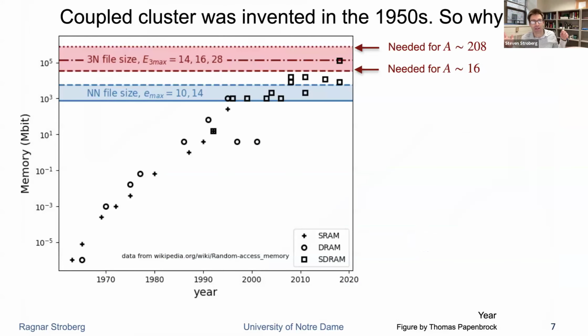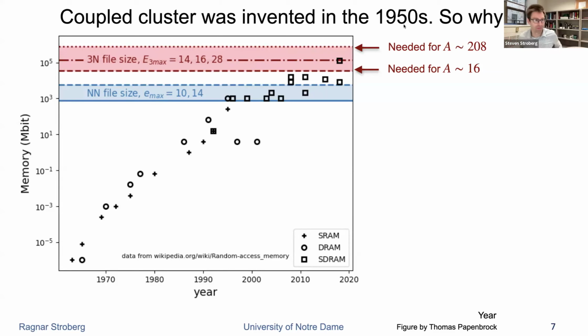Okay, so why is this the case? One very productive and popular method for doing ab initio calculations is called coupled cluster theory. And this was invented for nuclear physics back in the 1950s. So why is it just in the last 10 years that this has happened?